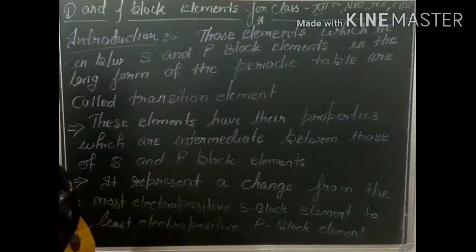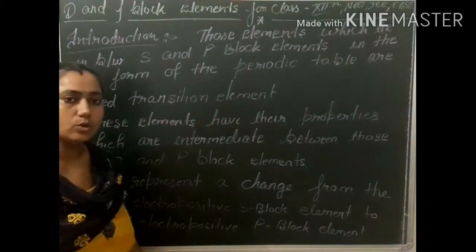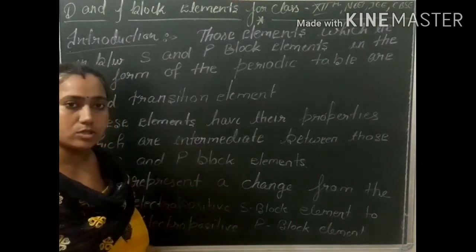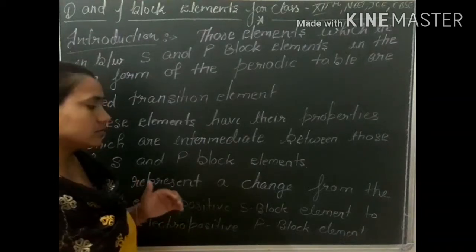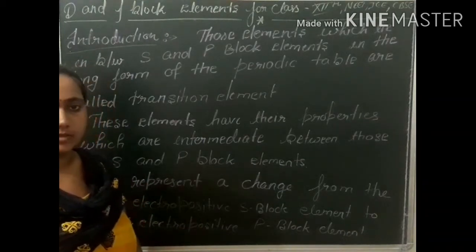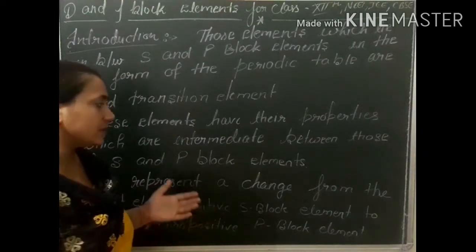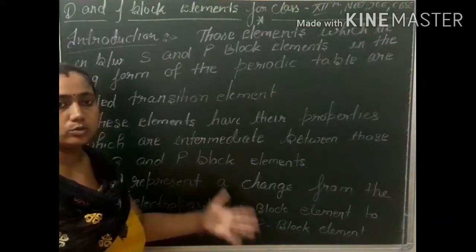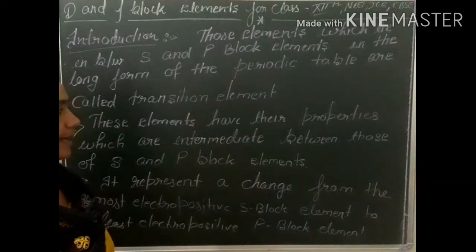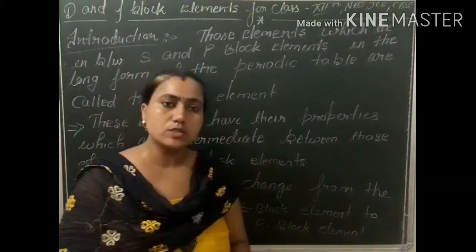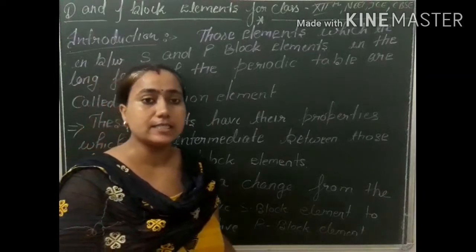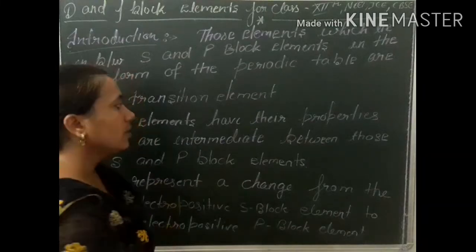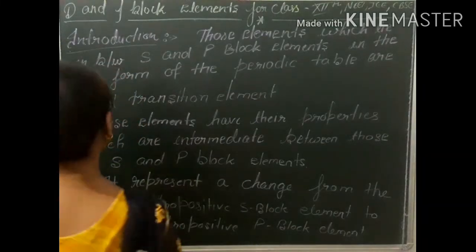Now D block elements represent a change, where S block elements are mostly electropositive elements, and P block elements are least electropositive elements. So D block elements represent a change from the most electropositive elements, S block elements, to the least electropositive P block elements. And electropositive elements are those elements which can easily lose electrons to attain octet noble gas electronic configuration.